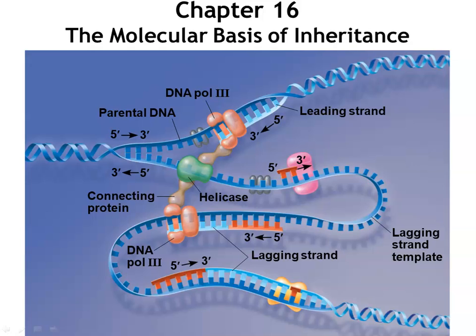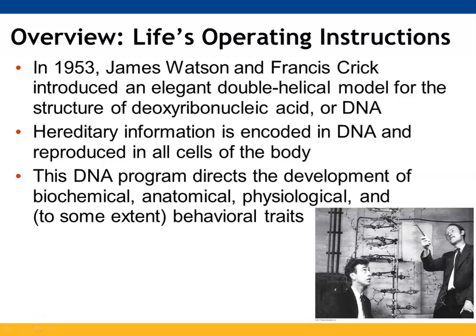So chapter 16 is entitled The Molecular Basis of Inheritance. Watson and Crick are well known for having introduced the double helix model to describe DNA structure back in 1953. All of the hereditary information that is passed from one generation to the next is encoded in that DNA and is found in all cells throughout the body.